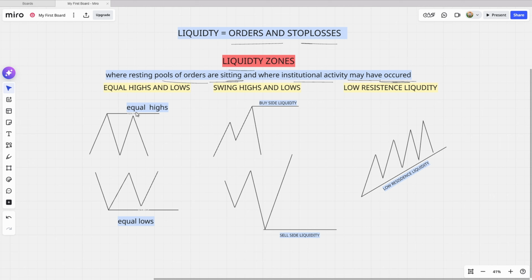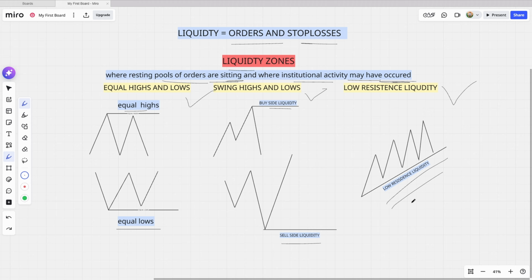There are a few common places where liquidity tends to accumulate. These include equal highs and equal lows, clear swing highs and swing lows, and areas of low resistance liquidity. Low resistance liquidity refers to zones where price has previously moved very quickly with little opposition. These areas often attract price again because there are fewer opposing orders, allowing price to travel efficiently.